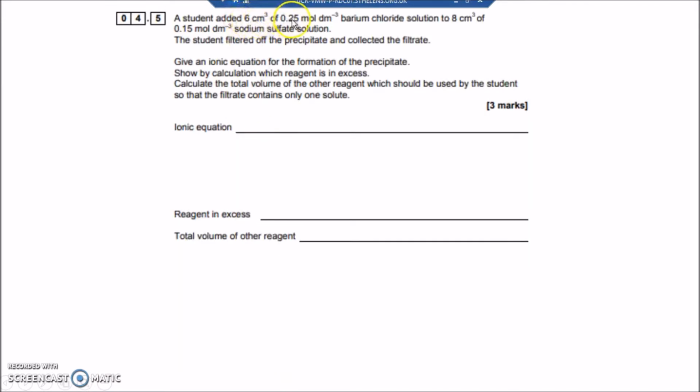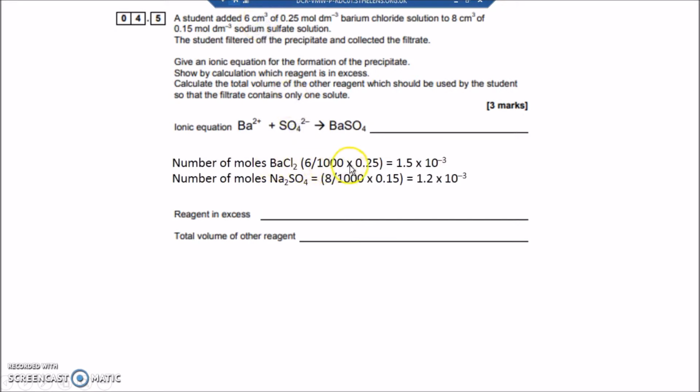A student added 6 cm3 of 0.25 mol dm-3 barium chloride to 8 cm3 of 0.15 mol dm-3 sodium sulfate. Show by calculation which is in excess. Concentration is moles divided by volume in dm3. So I divide the 6 by 1000 to get 0.006. Concentration 0.25 equals moles divided by 0.006. Multiplying the two together comes out as 1.5 times 10 to the minus 3 moles of barium chloride.